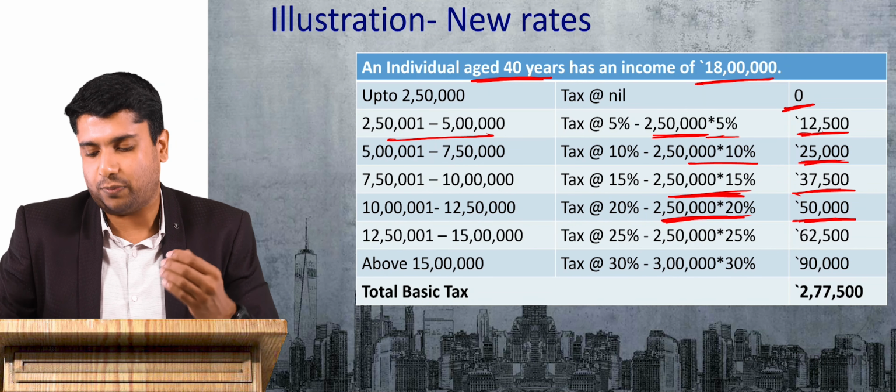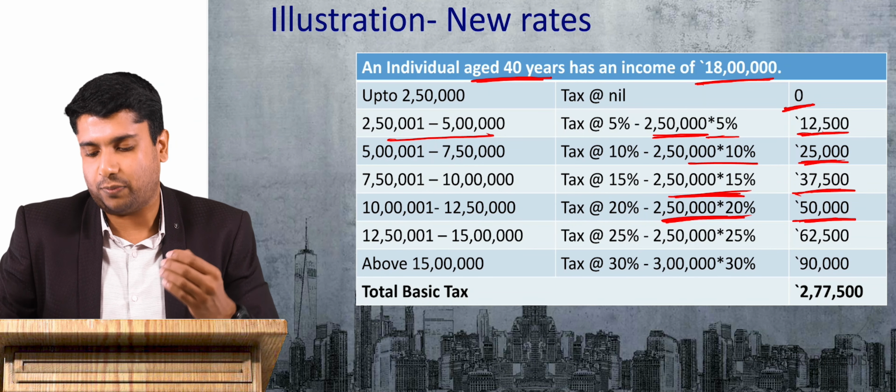And over and above 15 lakhs, my total income is 18, so over and above 15, I have 3 lakhs of income. On the 3, at 30%, my tax will be 90,000 rupees. And my annual tax liability, that means the basic annual tax, will be 2,77,500, provided my age is 40 and my total income is 18 lakhs.